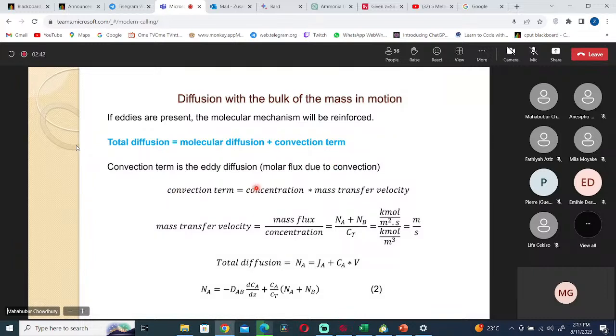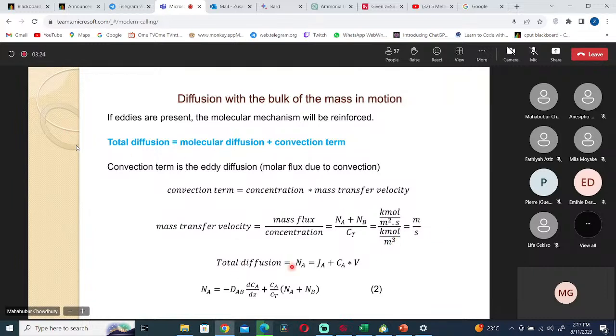Your convection term is basically the concentration multiplied by the mass transfer velocity. And how do you calculate your mass transfer velocity? Mass transfer velocity is basically your mass flux over the concentration, meaning your total mass flux, which is the mass flux of A plus the mass flux of B, NA plus NB, over the total concentration CT, and the mass transfer velocity you get is in units of meters per second. So what does that give us? It gives us the total diffusion.